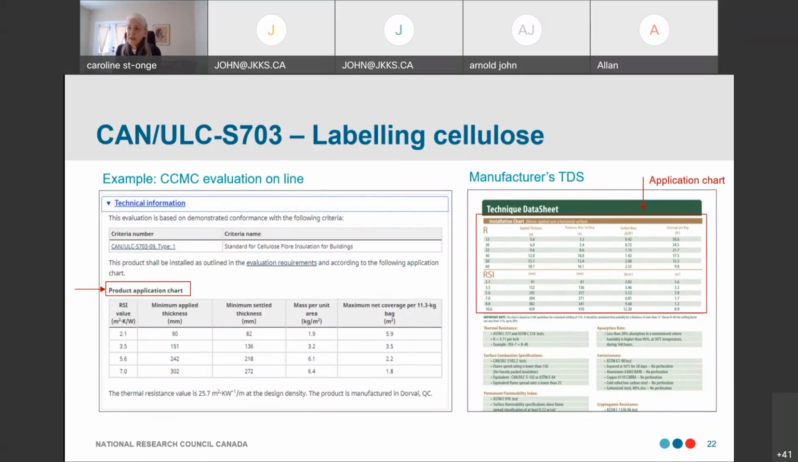What I want to show here is that the information of the coverage chart must be shown on the TDS and the label. And this is what we are publishing on our evaluation. So we are showing the R value, the minimum applied thickness, the minimum settled thickness, mass per unit area, and maximum net coverage per bag.